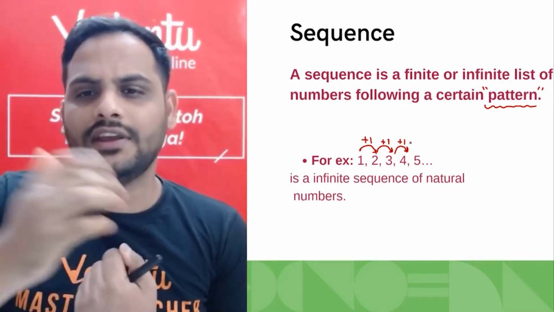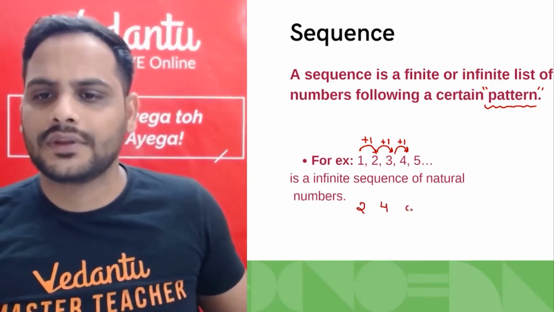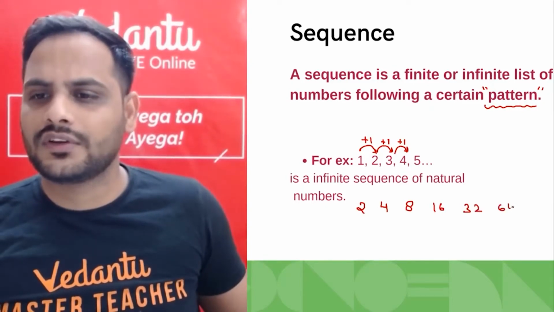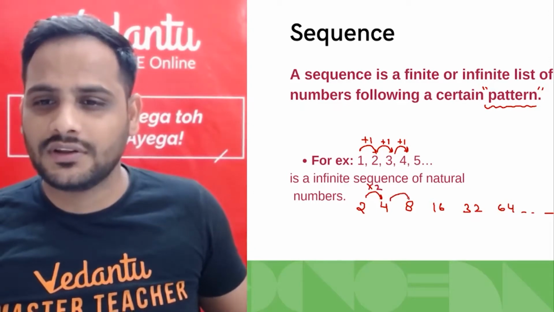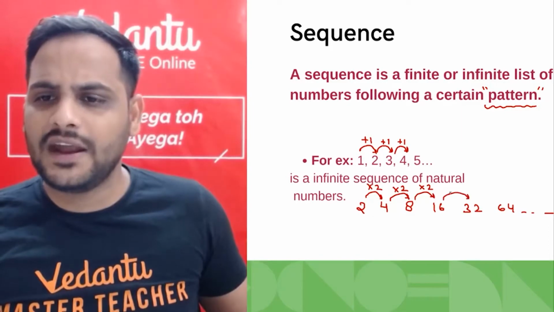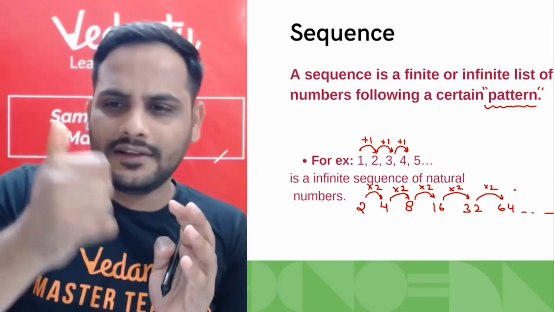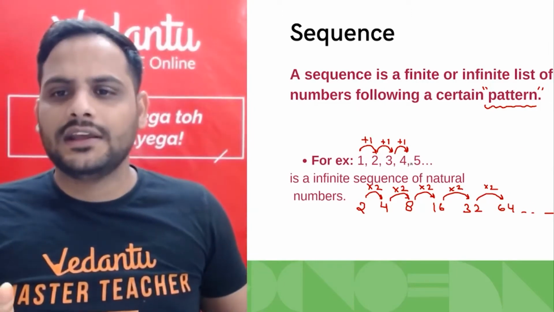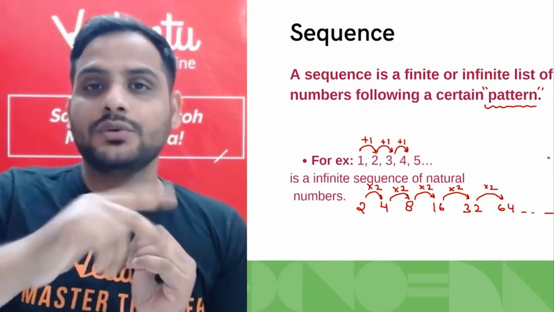Then I can write 2, 4, 8, 16, 32, 64 and so on. Here the pattern is that I am multiplying by 2. So the pattern could be anything; you just have to find out the rule. Using this pattern, I can say the next number will be 128. In the first example, the next number will be 6, 7, 8. So I can find the next number using the pattern.